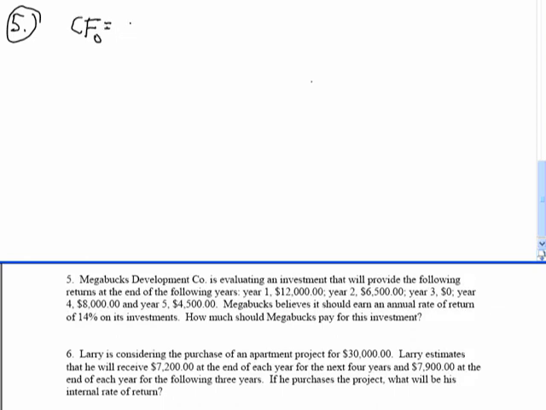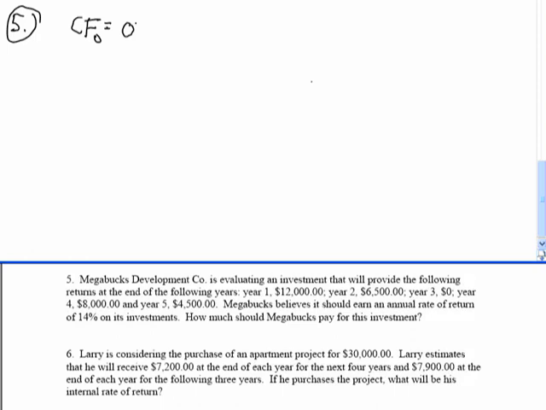And cash flow 0, I'm going to leave as 0, right? There's no initial investment specified in this problem. We just have cash flow in year 1, 2, 3, 4, and 5. And actually what we're doing, we're just trying to calculate the present value of those cash flows. Again, if those cash flows were even, we could just calculate the present value of an annuity on our time value of money menu.